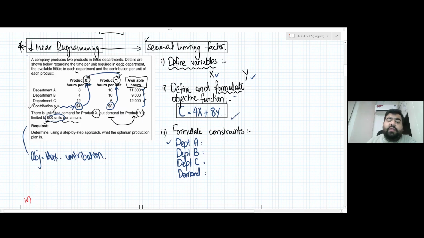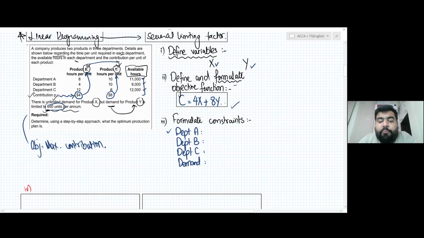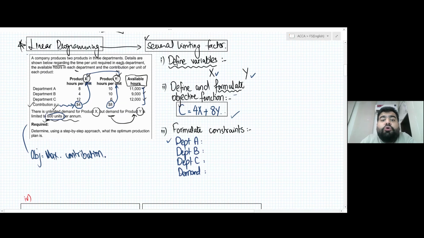First was define variables. Second, define and formulate the objective function. Now, third point, formulate constraints. Constraints are actually the factors that are in limit. So we have to formulate those constraints.